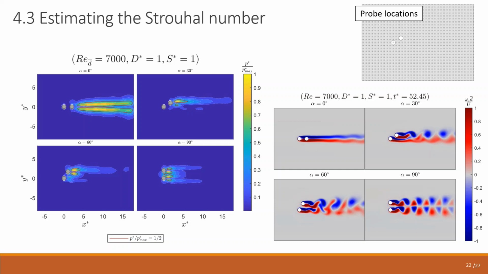As shown here, in the non-dimensional vorticity of a few of the configurations, you can see that the angle of 90 degrees has the most distinct wake for each cylinder, while the angles of 30 and 60 degrees appear to have vortex shedding wakes that interfere with each other.